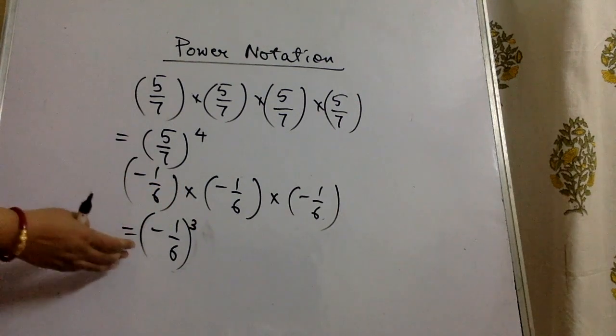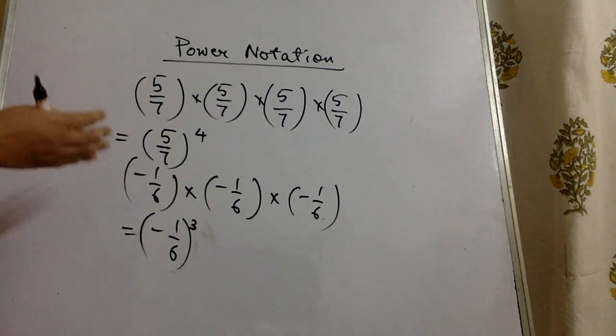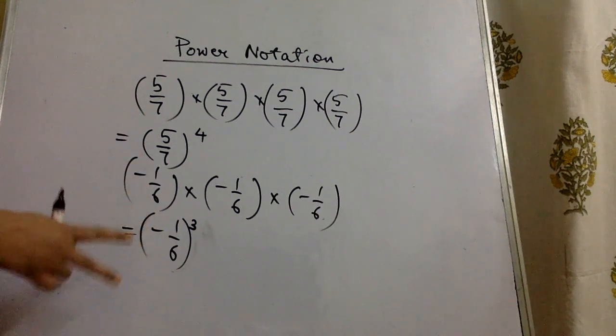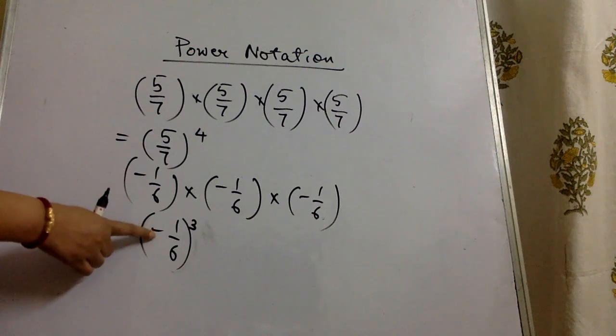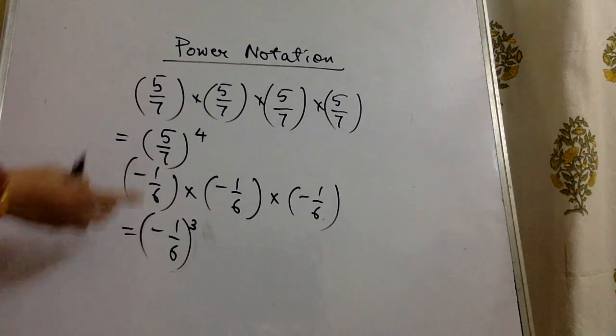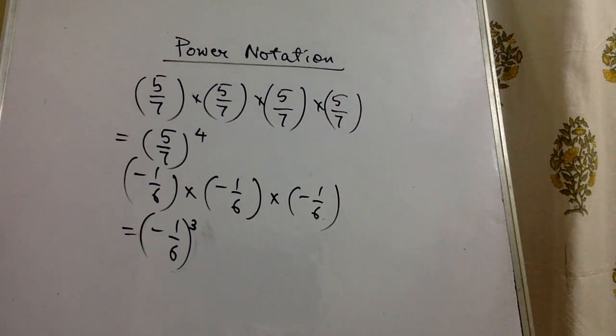So the bracket is absolutely important, even if there is no negative, because the bracket is meant for 2 things. One is to ensure that the minus is inside it, another is that it is meant for the numerator and the denominator, as I said.